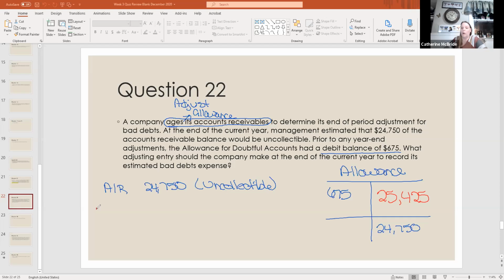So I'm going to record bad debt expense and my allowance for 25,425. Because when I've done this, since I'm looking at the entire accounts receivable balance, on my income statement, I'll have bad debt expense. And on my balance sheet, my allowance account will be 24,750.